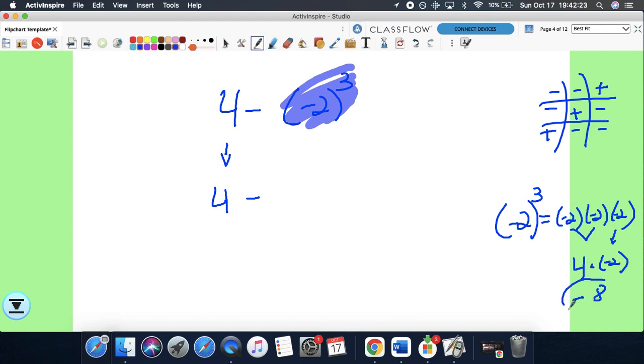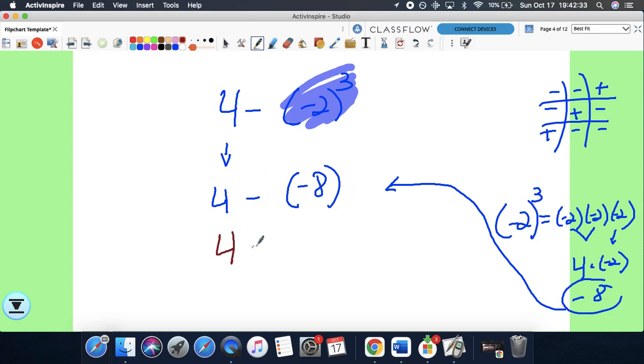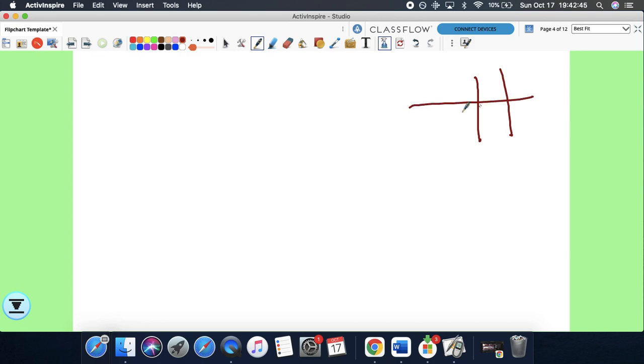So let me bring this all over here. I'm going to put here negative 8, in parentheses. Now it's just a subtraction problem. I can do 4 plus, and then the opposite of negative 8 is 8. 4 plus 8 is 12. Okay.